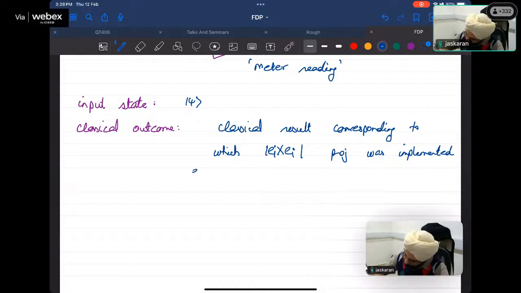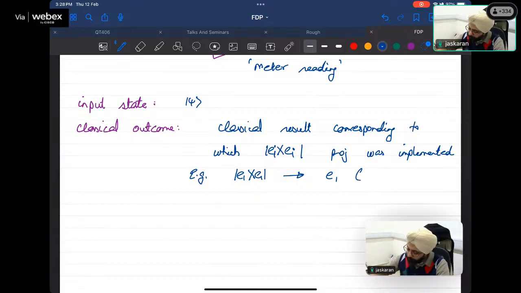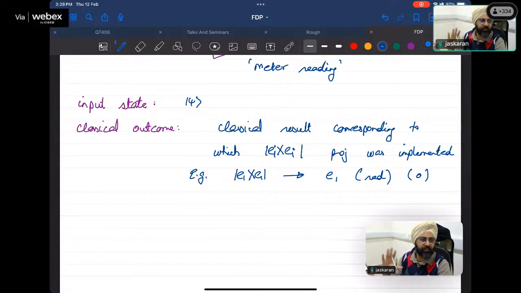So for example, let's say in the first run of the experiment, I have a quantum state, I put it in the black box and it projected it along, let's say, ket E1. Then the classical result would tell me that some particular value would show up on the meter saying it was E1. Or maybe it could be a value red, for example, or a value zero. Whatever, this is just a label. This will just tell us that corresponding to whatever value we have, this projection was implemented.